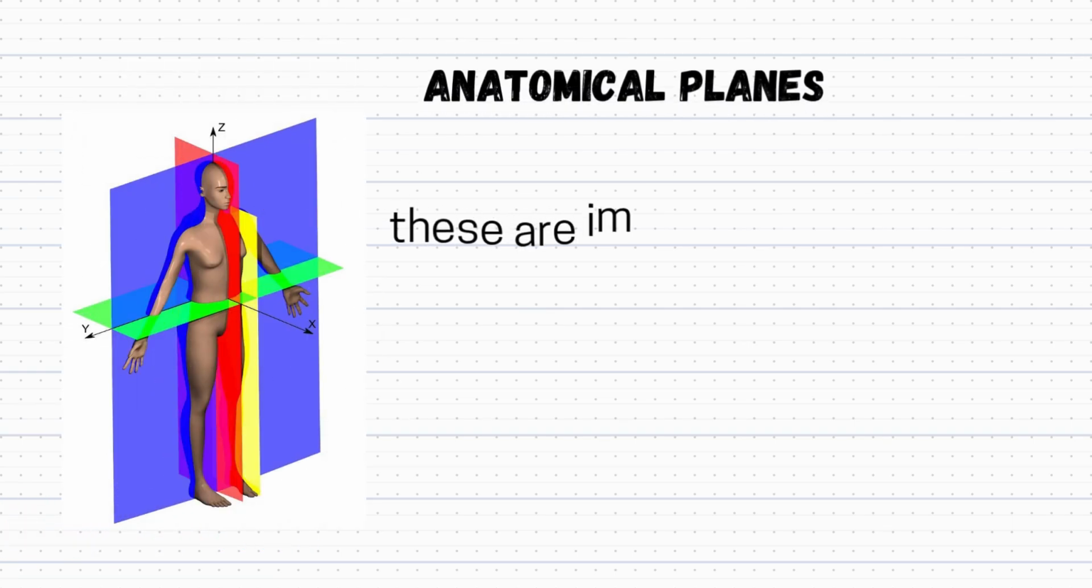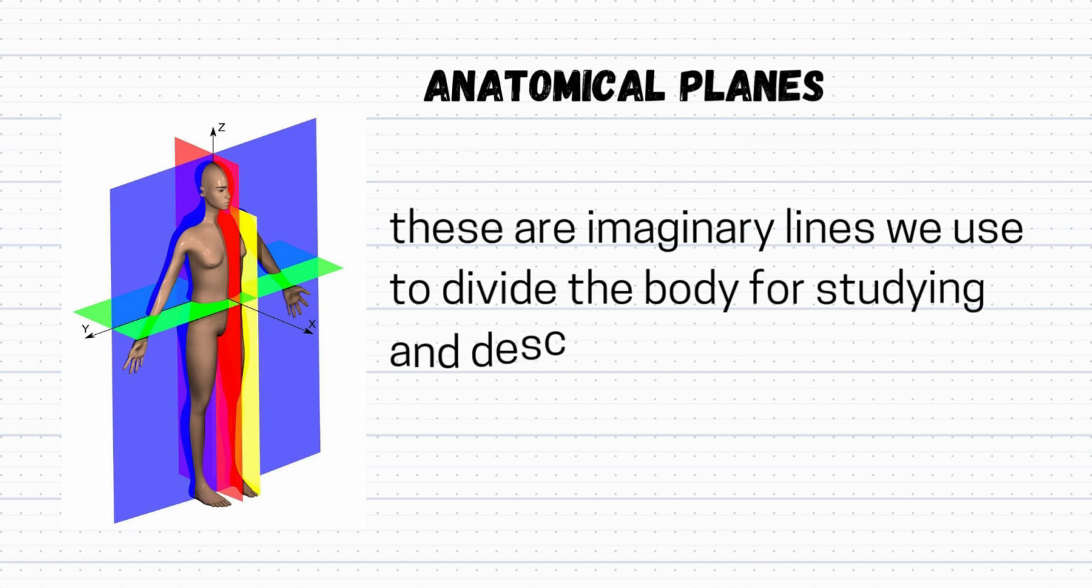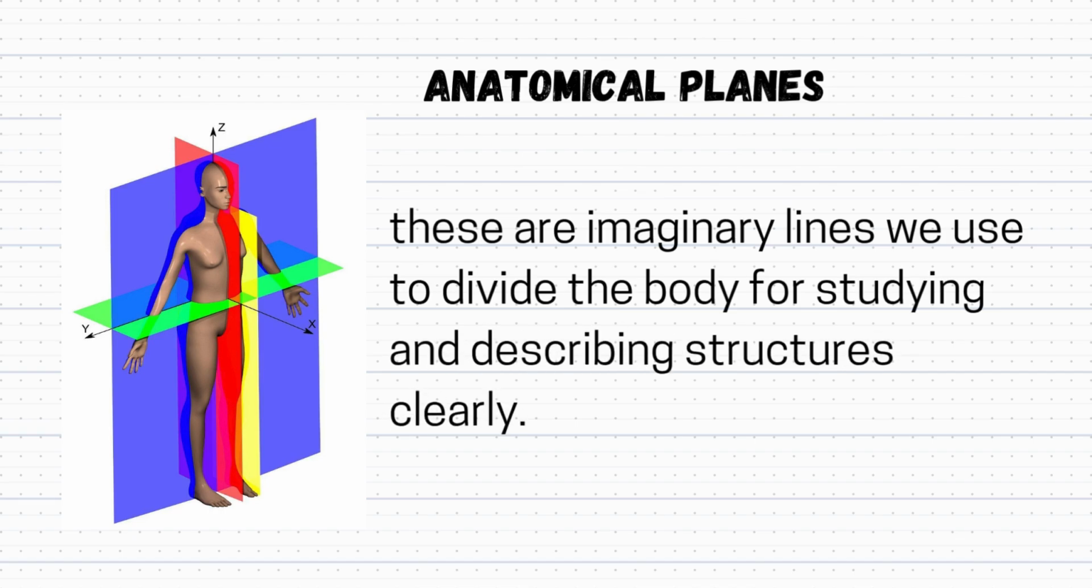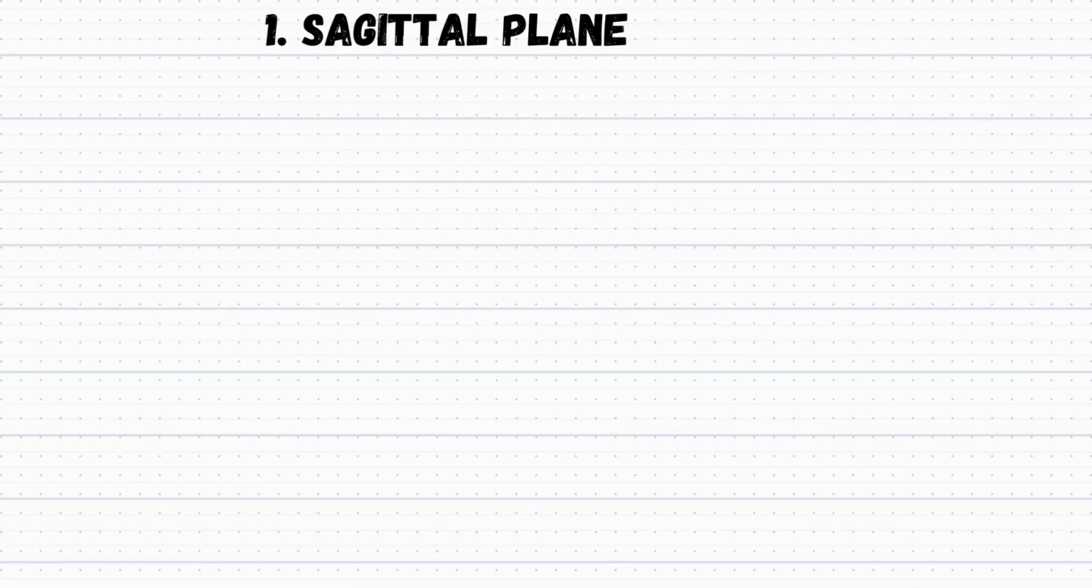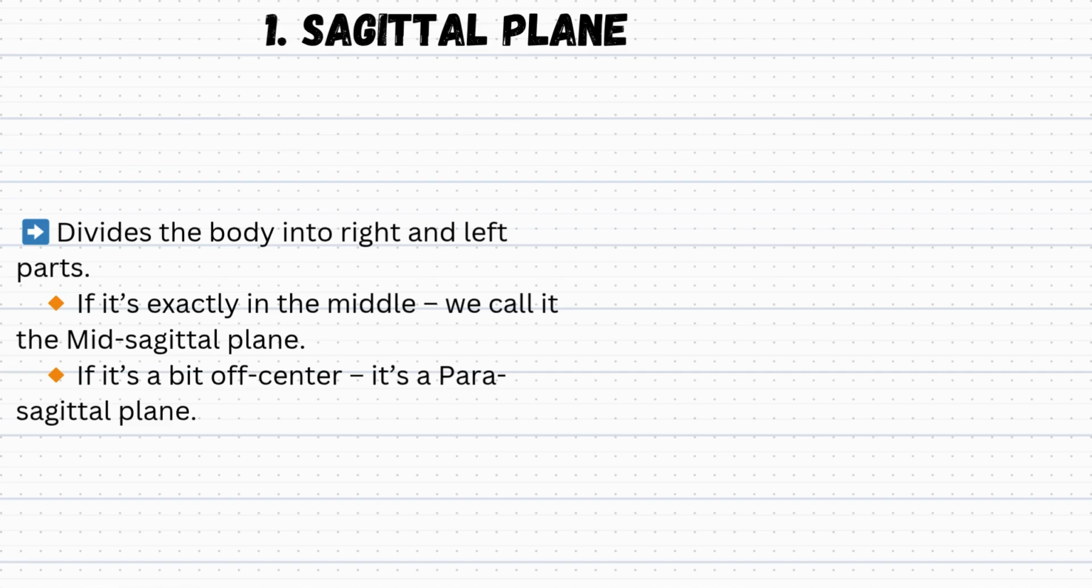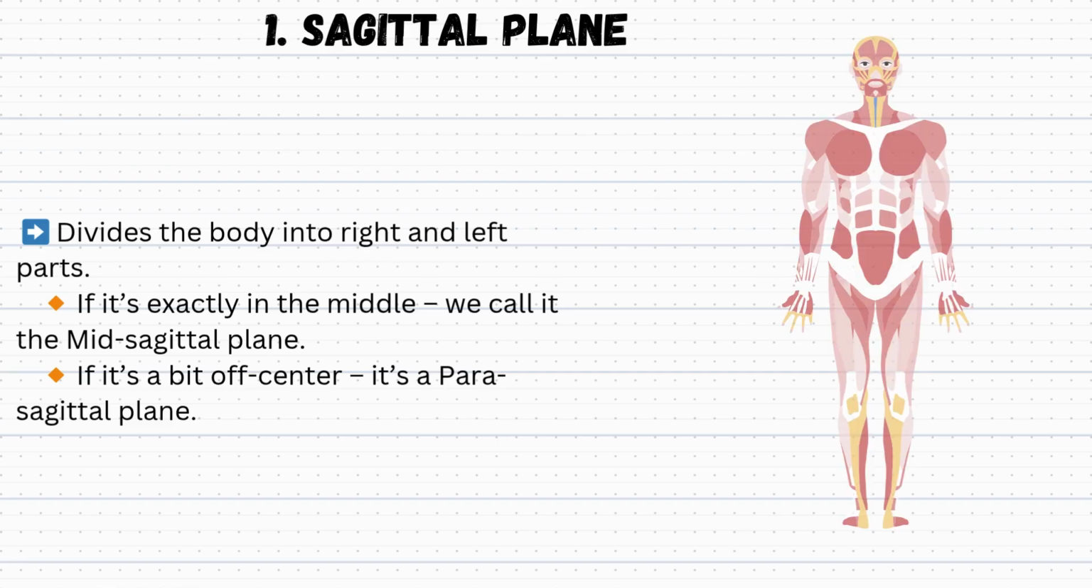Let's start with the anatomical planes. These are imaginary lines we use to divide the body for studying and describing structures clearly. Let's break them down with visuals. 1. Sagittal plane divides the body into right and left parts. If it's exactly in the middle, we call it the mid-sagittal plane. If it's a bit off-center, it's a parasagittal plane.